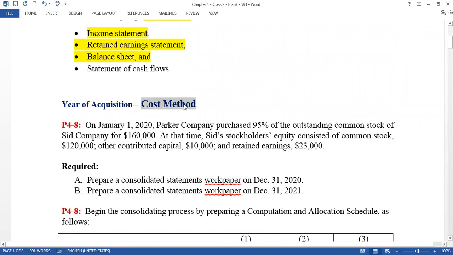So we have two methods, you remember. We have the equity method and we have the cost method. If you don't know the cost method, you are going to make mistakes here. So I suggest you learn more about the cost method first, then try to solve this question.